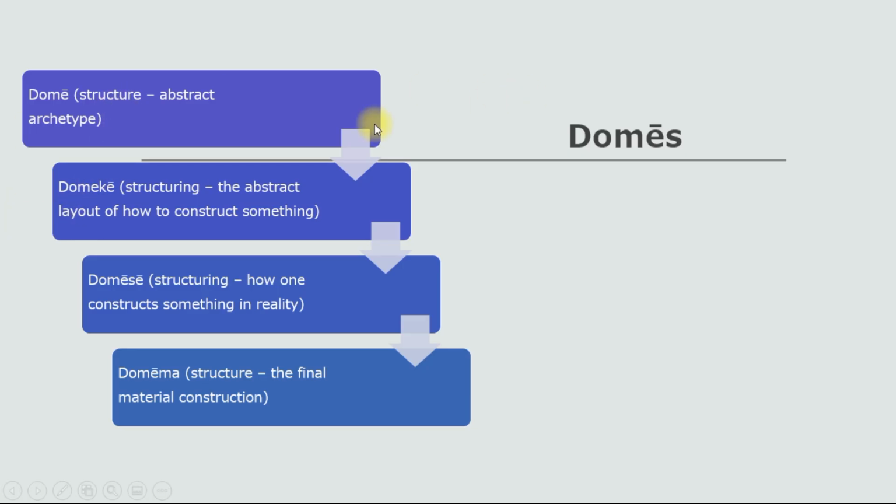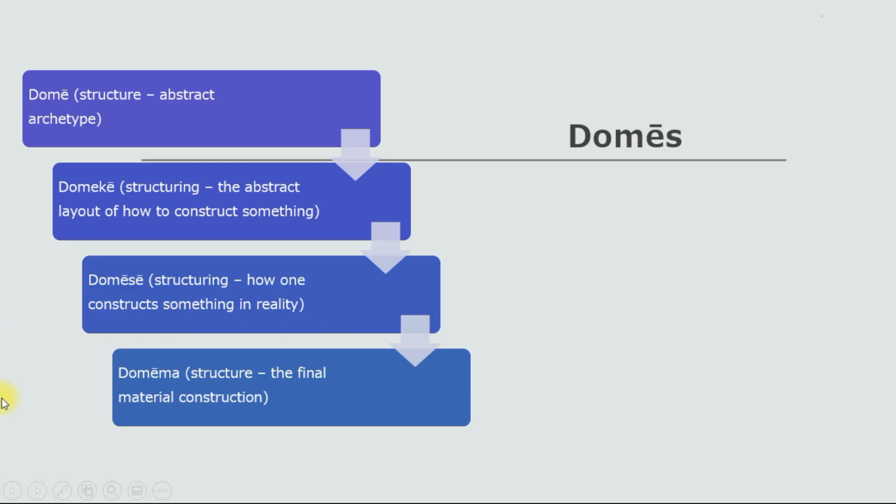We have δομική, which is structuring in English, which is the abstract layout of how to construct something. We also have δόμηση, which in English is again structuring. There doesn't exist another word for it. So δόμηση is how one constructs something in reality, actually, with their hands or machines.